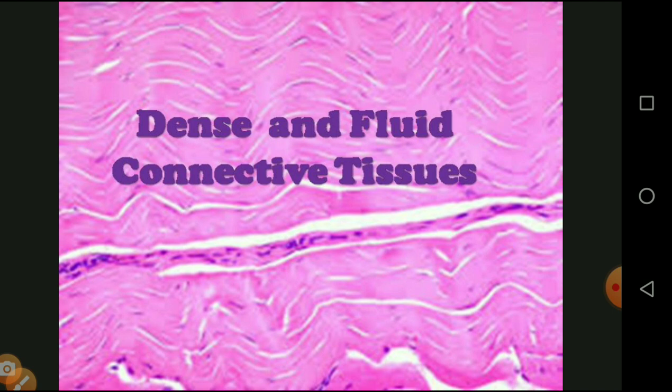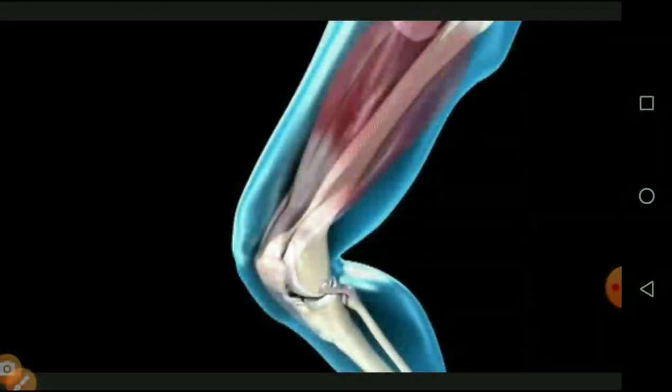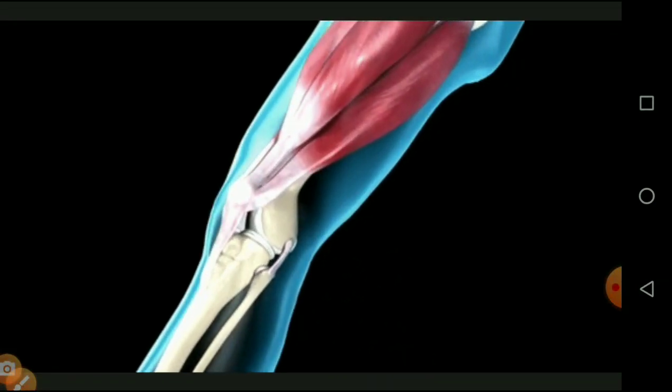And the fluid, which means it is in the form of a water substance, consists of blood and lymph. So let us enter into this topic. Before that, we will see some basic animation regarding the dense connective tissue.